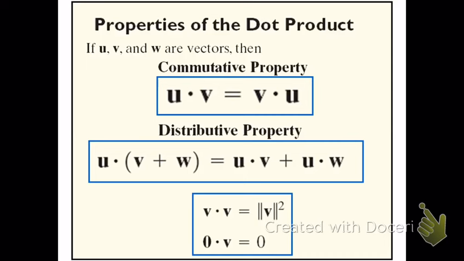We already talked about the magnitude of v squared being equal to v dot v. And then we've also talked about the zero vector, which really is just a vector of zero length, or a point, being the initial point. And so that would be at the origin. If I take that zero vector and dot it with another vector, then the result is always going to be 0.